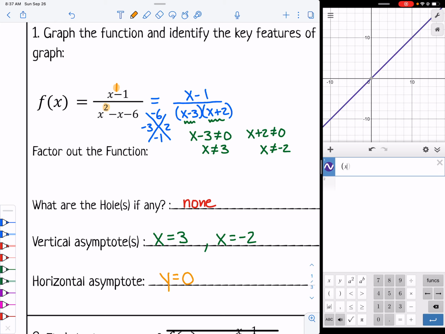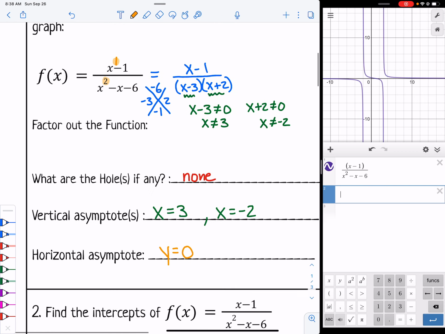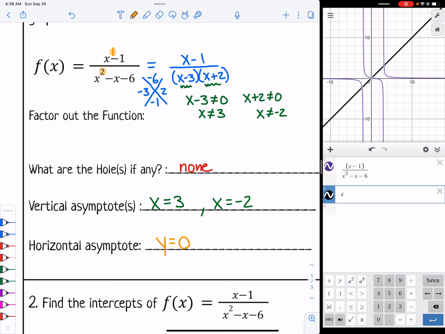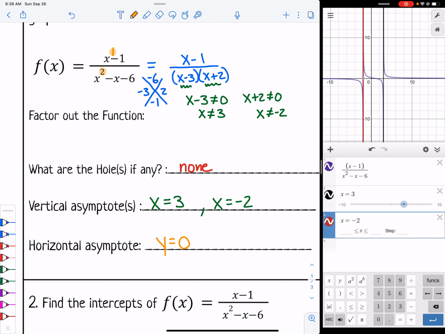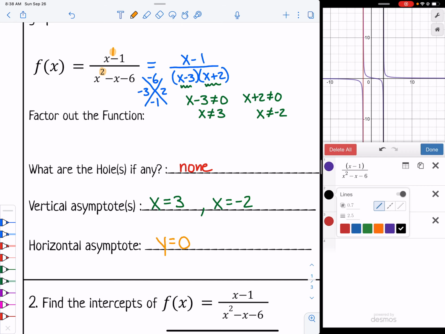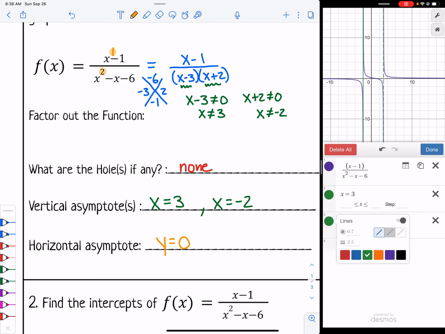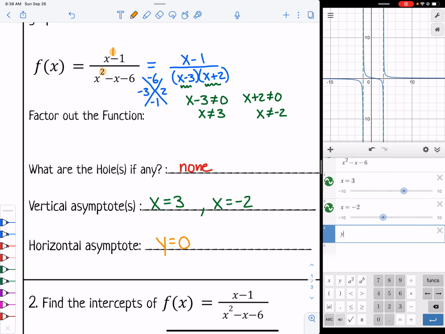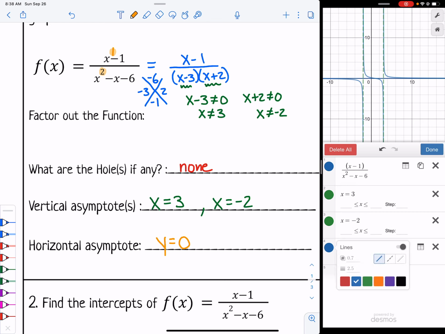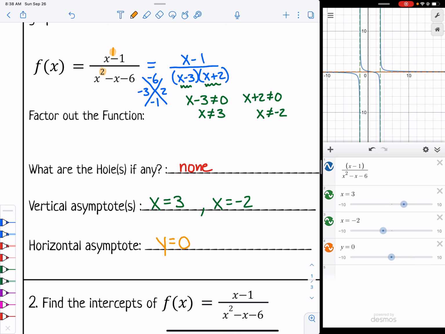So I always recommend that you type in the original problem, just in case you've made any errors when you were simplifying. So type it in. You can check all the things that you have found. So you can type in your vertical asymptotes at x equals 3 and x equals -2. And you can see that those do make good sense with the graph. They line up with that place. It looks like the graph won't cross over. And then you can type in the horizontal asymptote at y equals 0. And you can also see that that lines up with the horizontal line that the graph won't cross over.